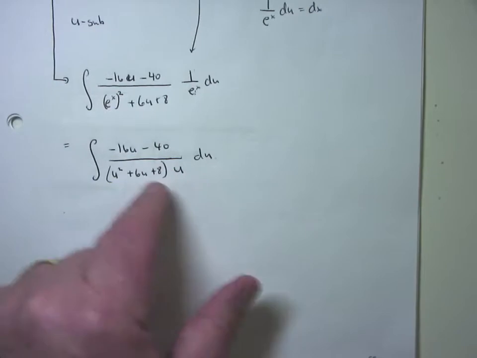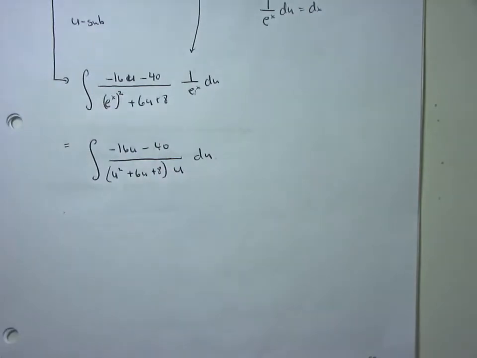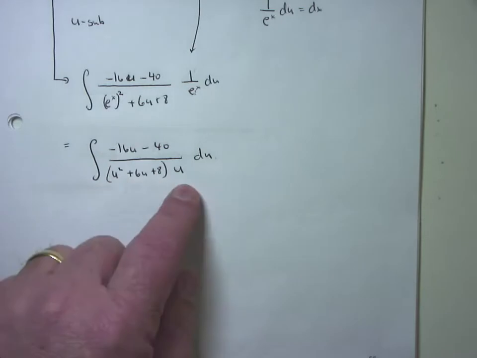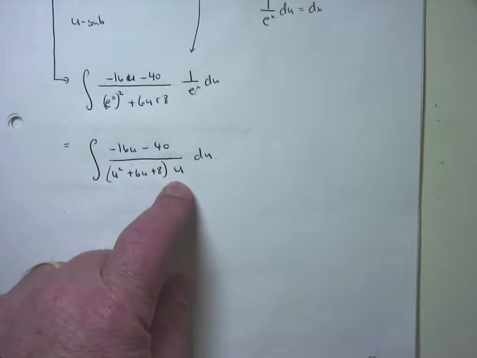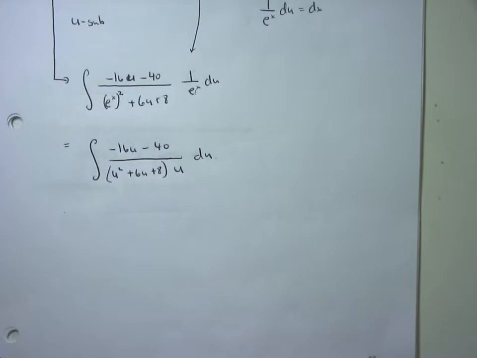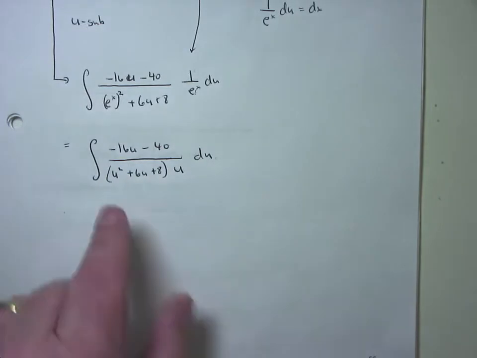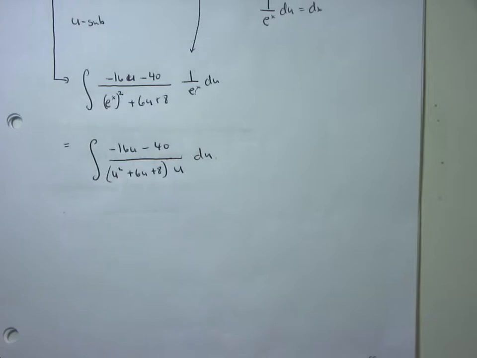Now look at it. Did you notice your denominator? Well, first off, it's a proper fraction. Degree of the numerator is 1. Degree of the denominator is what? With that extra u, it actually makes it a u cubed. Makes it degree 3. Does that make sense? And did you notice now your u squared plus 6u plus 8 factors? How does u squared plus 6u plus 8 factor?